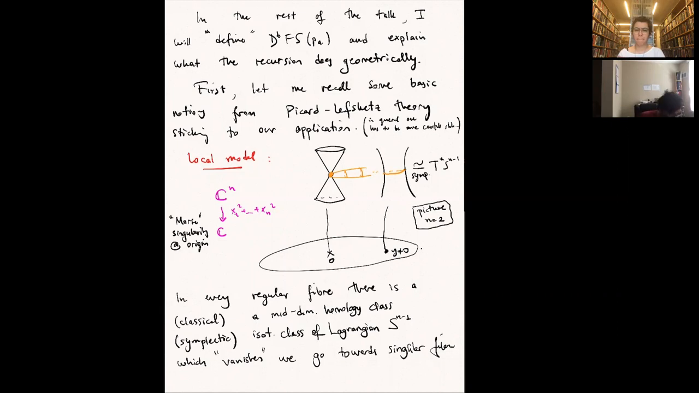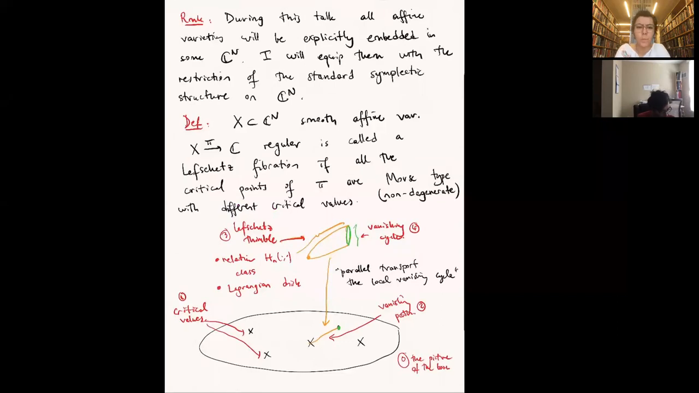Okay, and let me tell you a little bit about what this symplectic structure in this case is. It's a simple thing. So during this talk, all of the affine varieties that I'll talk about are going to be explicitly embedded in some complex affine space. And this complex affine space has the standard symplectic structure. So the complex plane itself has a symplectic structure. If you represent the real part with the real coordinate x and the imaginary part with the imaginary coordinate y, dx dy for C is a symplectic structure. And then you can equip any finite dimensional complex affine space with the product symplectic structure.